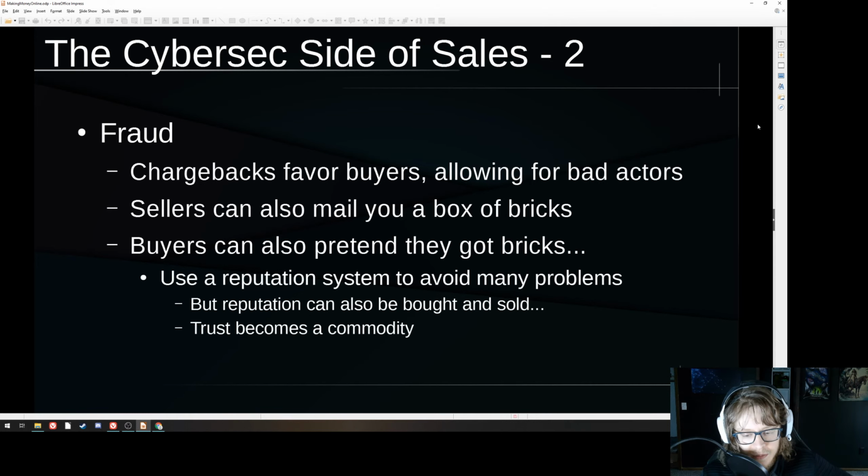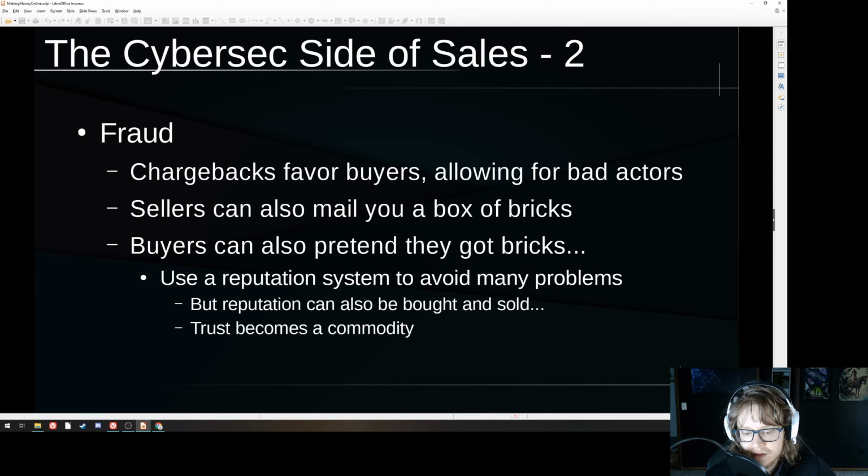And then you've got your plain old routine fraud. Plain old routine fraud is a big problem in sales. Chargebacks on credit cards very much favor the buyer, allowing you to very easily claim illegitimately that you didn't get something or that something didn't arrive as expected and get all of your money back. And then not only does the seller lose all the money for the sale, they also typically have to pay a fee for getting charged back. So it's a double whammy. You don't make any money and you lose money on top of that.